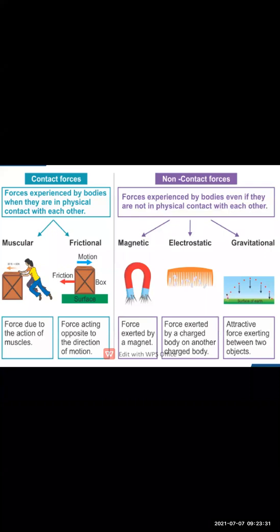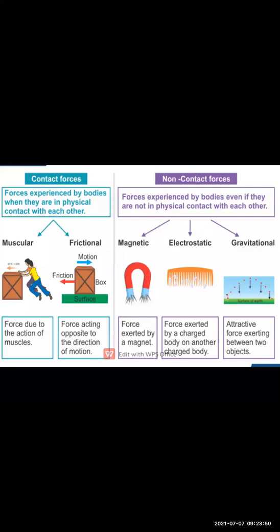Okay, now what is non-contact force? The forces experienced by the bodies even if they are not in physical contact with each other. Now here the contact is not important. The forces are experienced by the body only without any physical contact.